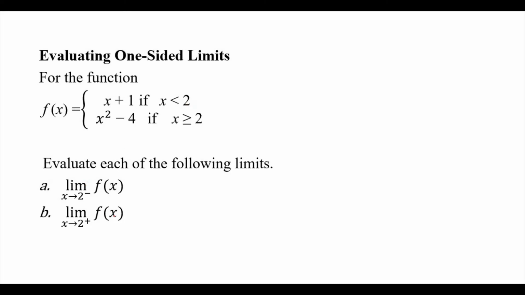If we want to find the limit from above, we're interested in finding what the function f of x approaches as x approaches 2 from above. So we're looking at all of the x's that are greater than 2. So we're looking at the second branch of the function, since it's defined on all of the values that are greater than or equal to 2.